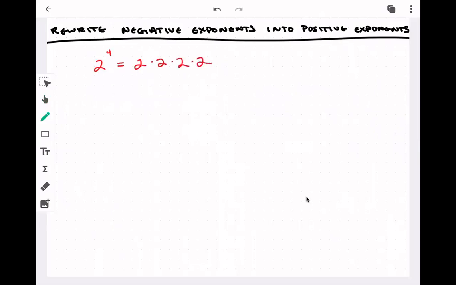And if we were to do another quick example of 4 to the 3rd power, we would have our base of 4 being multiplied by itself 3 times.